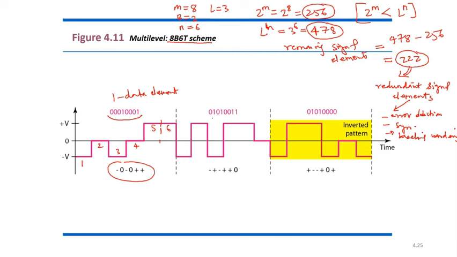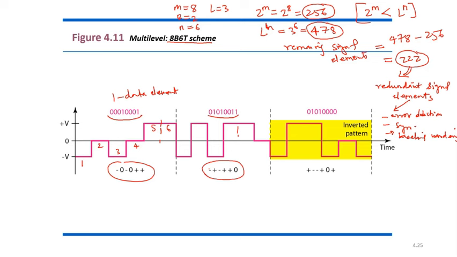Similarly, suppose this is another data element. To encode it, we use the combination negative, negative, then positive, positive, then negative, then positive, then positive again, then 0. So this is how coding is done.